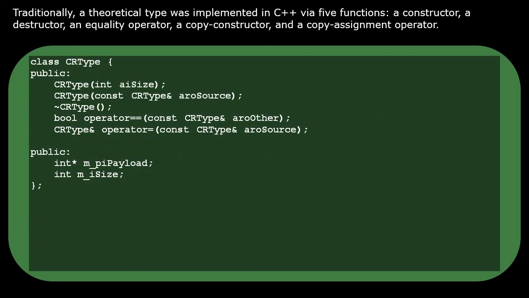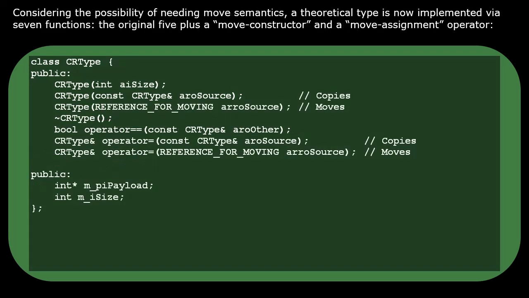Traditionally, a theoretical type was implemented in C++ via 5 functions: a constructor, a destructor, an equality operator, a copy constructor, and a copy assignment operator. If we think our client code might want move semantics, then a theoretical type is now implemented via 7 functions, the same original 5 plus a move constructor and a move assignment operator.